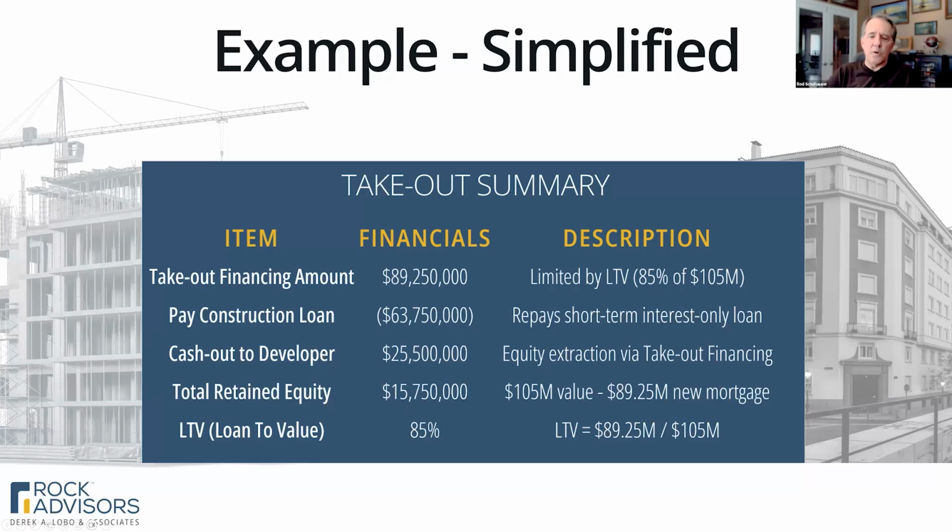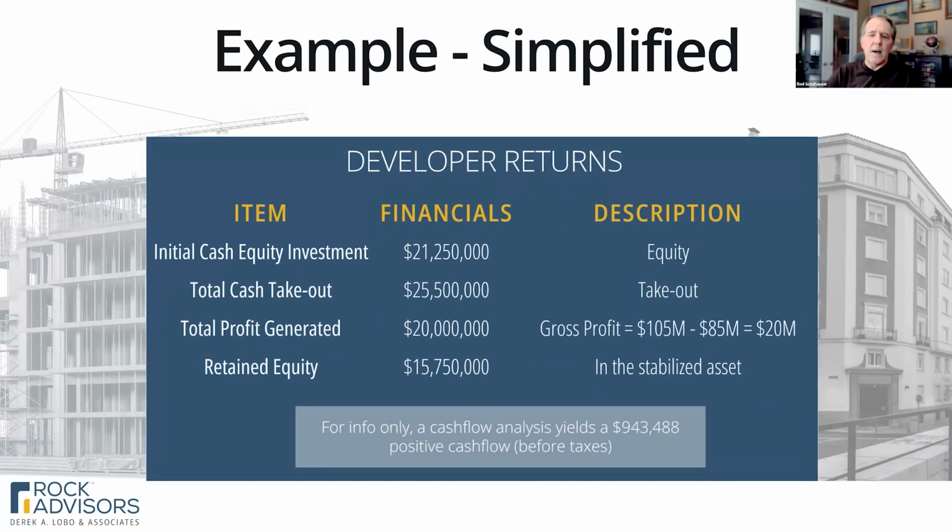The last summary I'm going to put up here, Dave, before I really start to summarize with 2 slides, is really the developer return. So the developer, if you remember, we just created an equity piece of $21.25 million. That was the equity. Realistic, no, but I just made it one number just for the purpose of this example to simplify. We saw the cash takeout from the takeout financing.